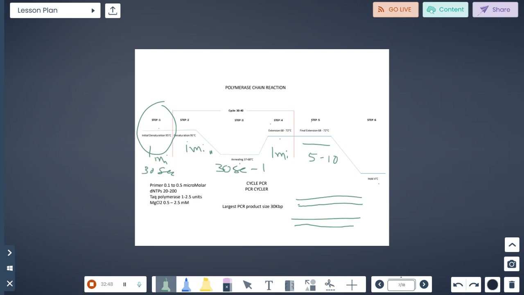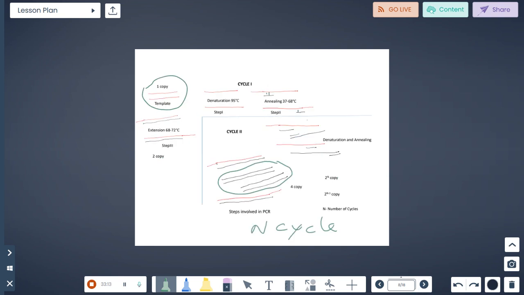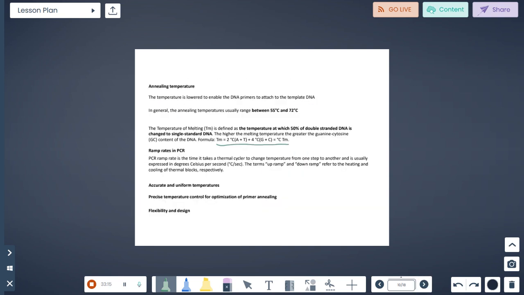So you set 68 degrees centigrade, or 55 degrees centigrade, for annealing, but the liquid inside the tube has not achieved that temperature. Before that, it went to 72. Before that, it went to 95. So the tube and the liquid inside the tube cannot maintain the timing that you have set. So because of the ramping, the ramping should be ideal.